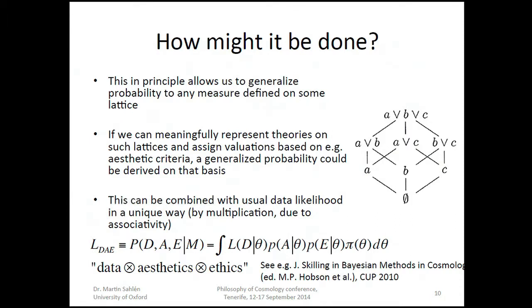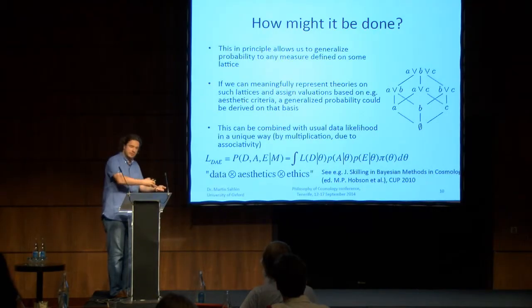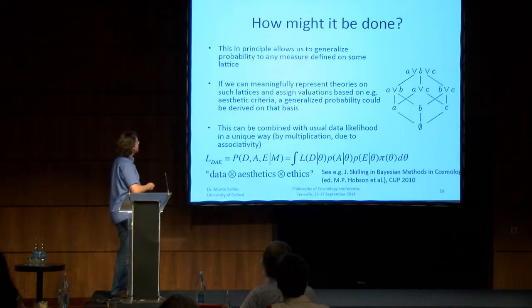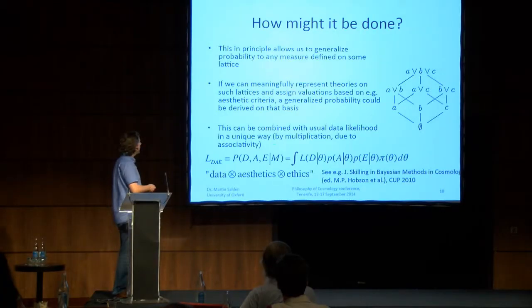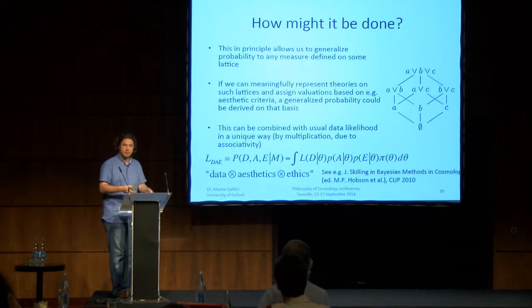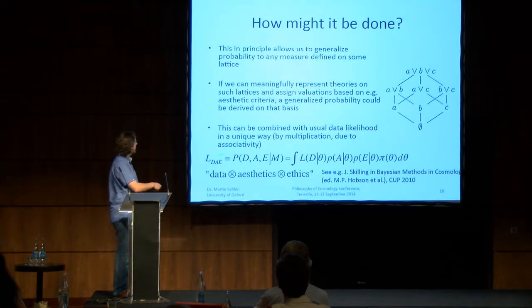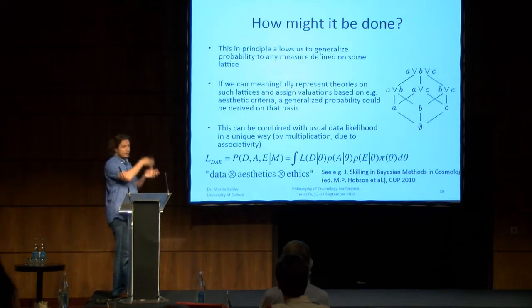Okay? So if we can meaningfully represent theories on some kind of lattice like this, and we can assign valuations that seem meaningful given some criteria, then we could come up with a kind of probability-equivalent measure. And then this would be combined with the usual data likelihood in the expected way. You would just multiply them together. That's what the construction tells us we ought to do with measures. So one could then construct a kind of generalized Bayesian evidence in this way, combining all different ones together.